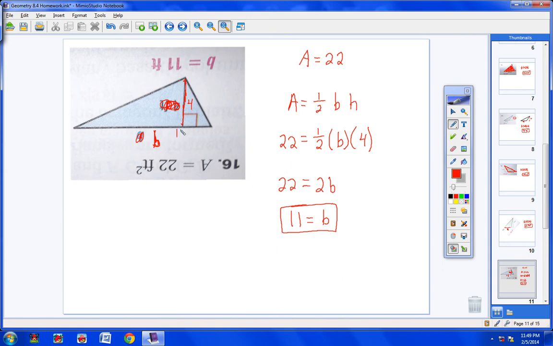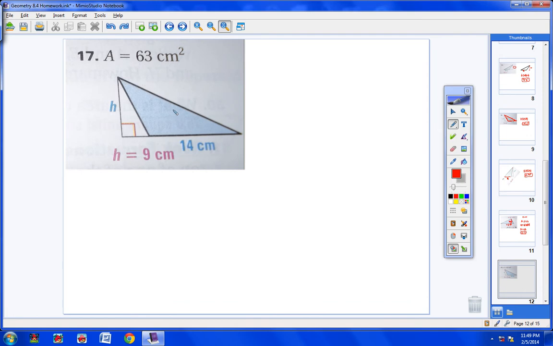Okay? And you could check your answer if you wanted to. You could put an 11 right here for the base, and take base times height divided by 2, and see if you get out 22. And you will. So the base that we were looking for is 11. Now let's take a look at number 17.